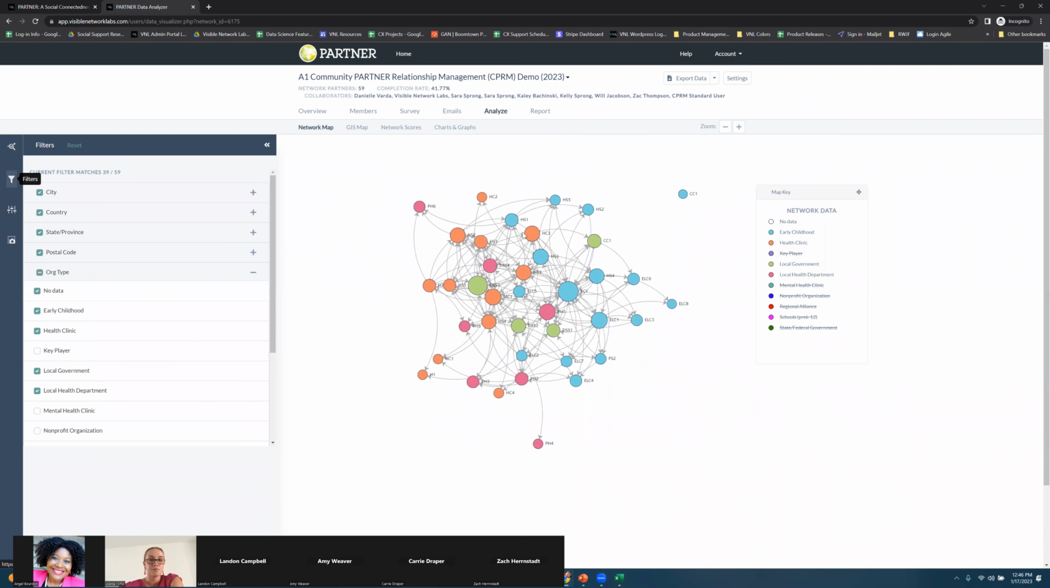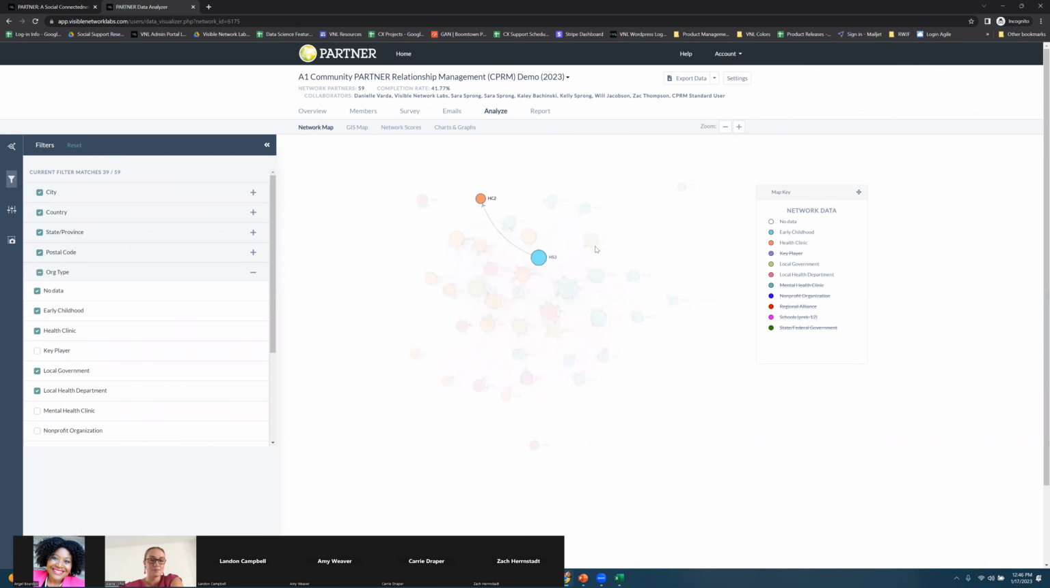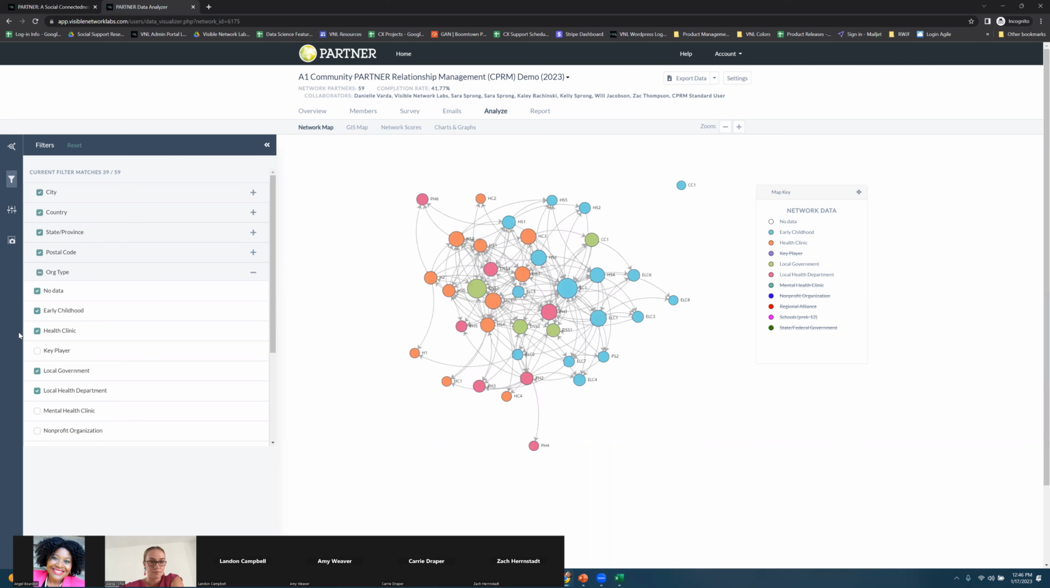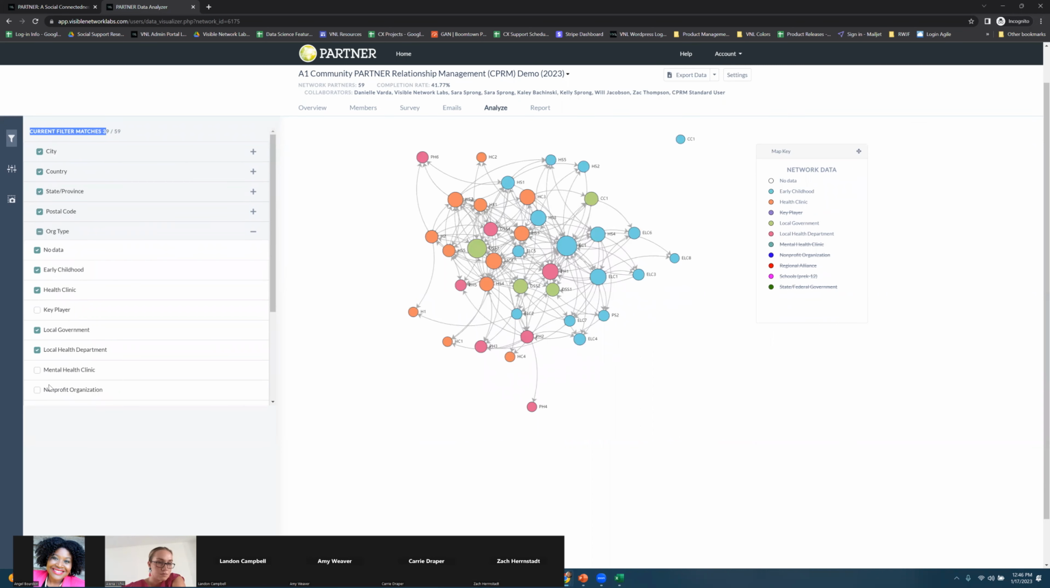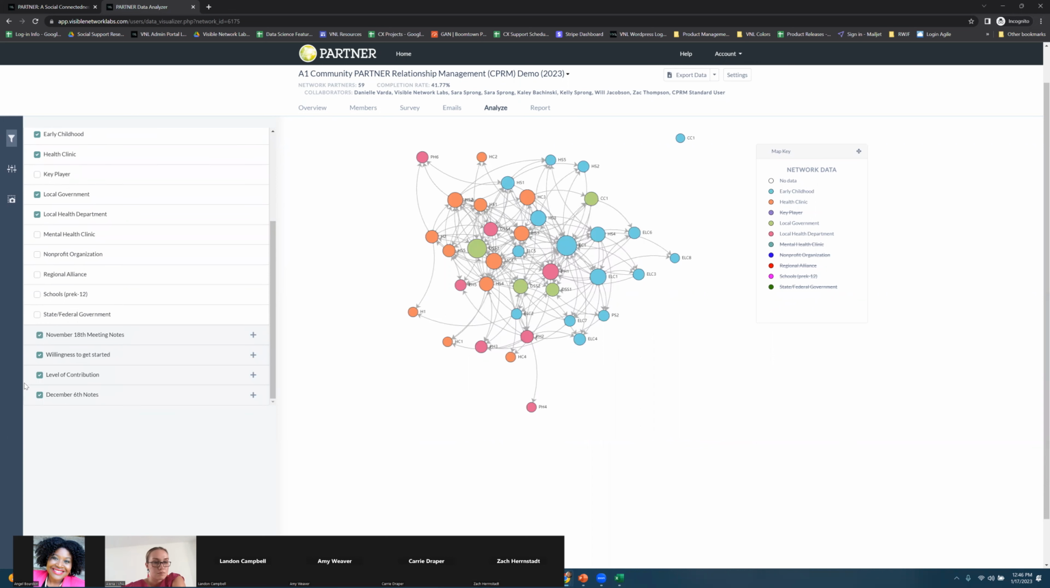The other way, if I wanted to look at two attributes at once, these are the organization types, but I also want to look at... and it will always tell you here how many nodes are being shown right now. And since I'm filtering by this, it took those off for me.